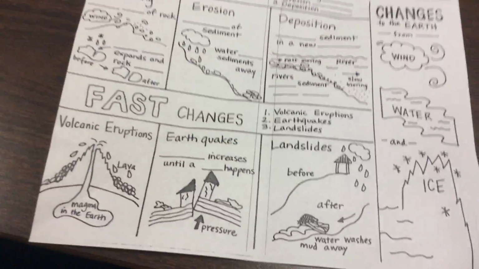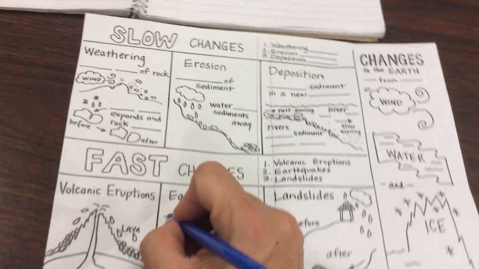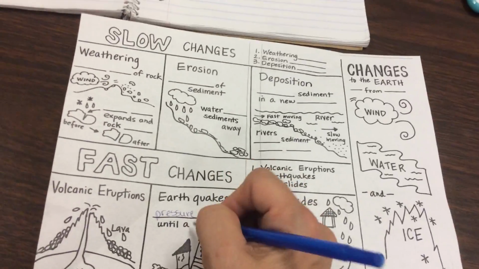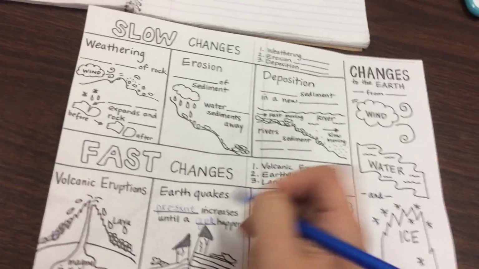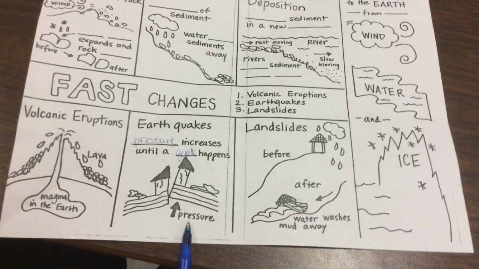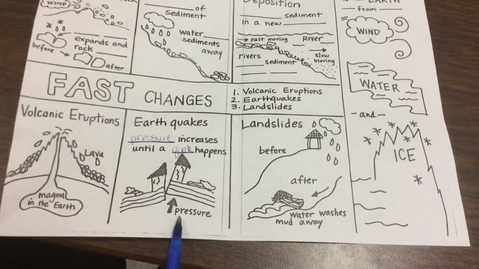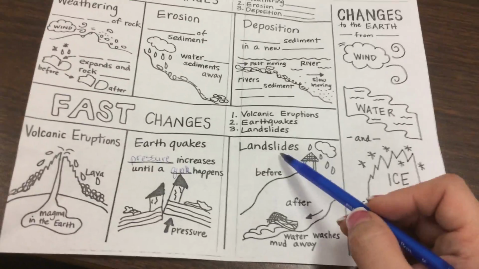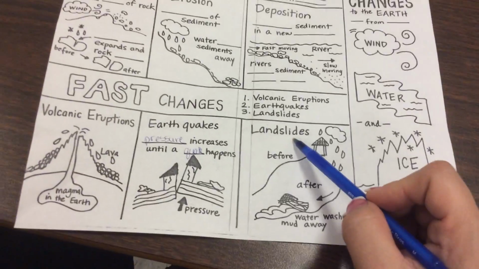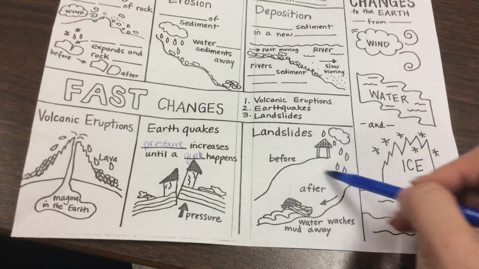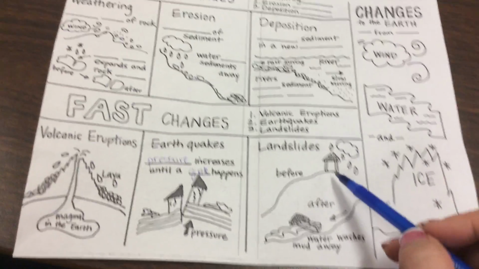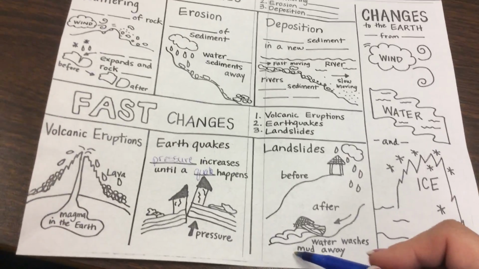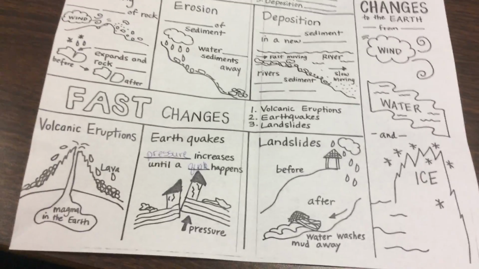An earthquake is caused when pressure increases until a quake happens. So there's pressure occurring deep inside the earth, and it keeps pushing up and pushing up until there is a quake or a split in the Earth's surface. The last fast change is a landslide. A landslide occurs when there is a lot of liquid falling that causes the mud to wash away. And sometimes it can take things like buildings with it.